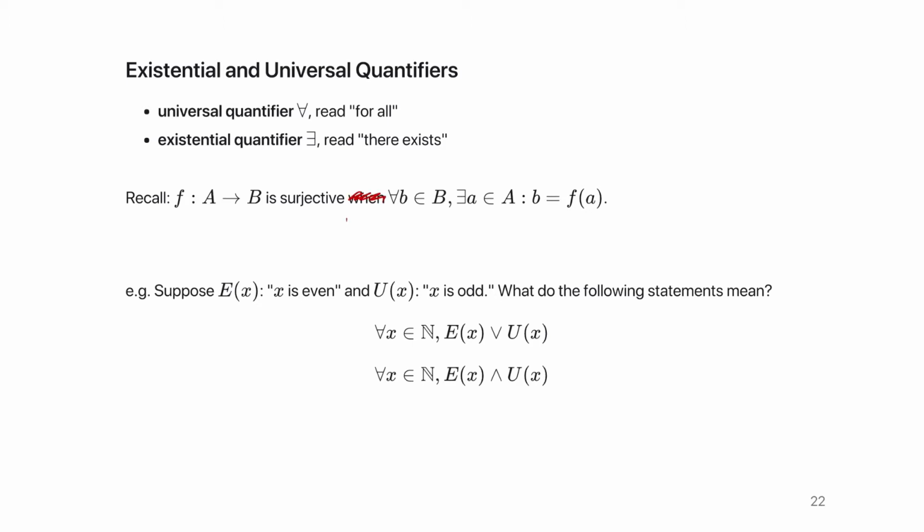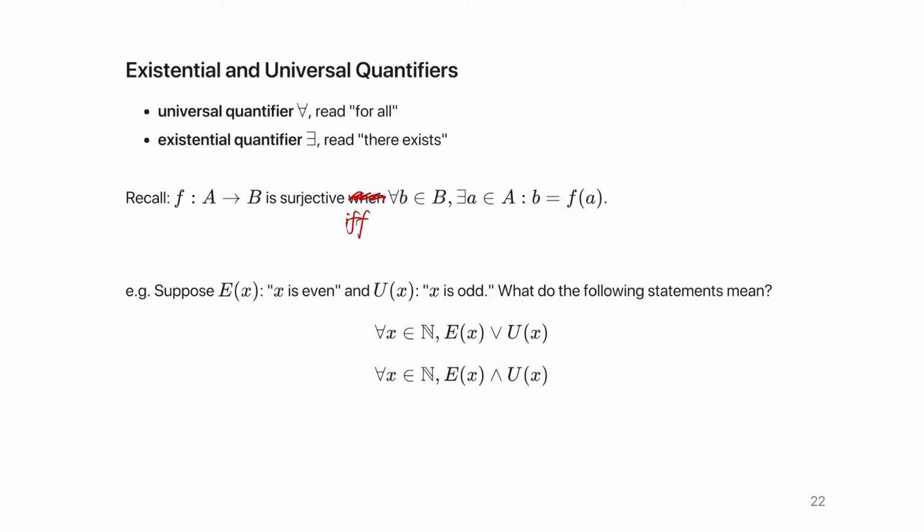We can even replace this with an if and only if, now that we know what that is. For all B in the codomain, there exists some A in the domain, such that B is mapped to by f of A. Right? We've seen this before. For all and there exists. But now we're formalizing this.